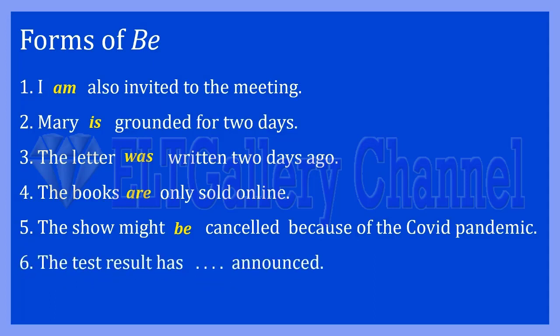And then we have the test result has been announced. Here we have has, and the verb form which should match with the subject result is has. But the form of the be here is been because we have has. The test result has been announced.